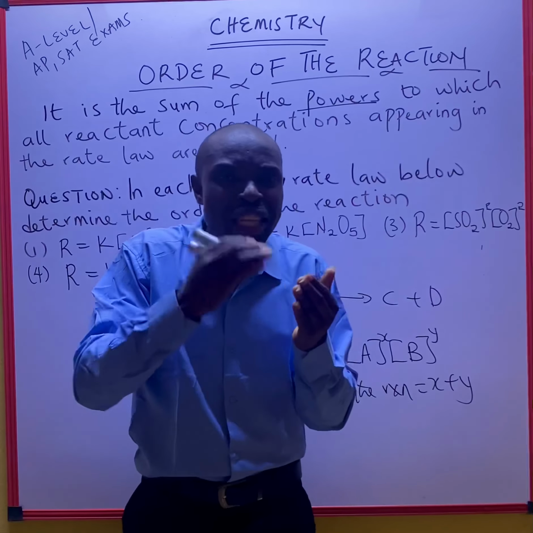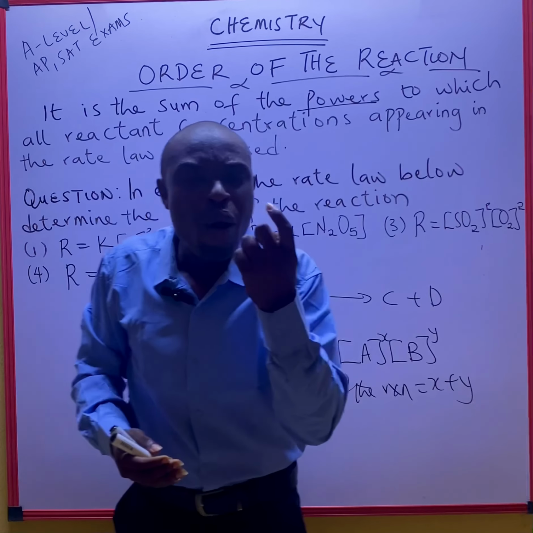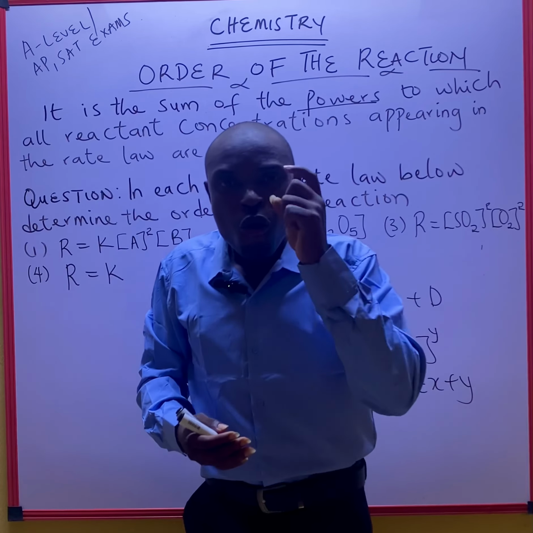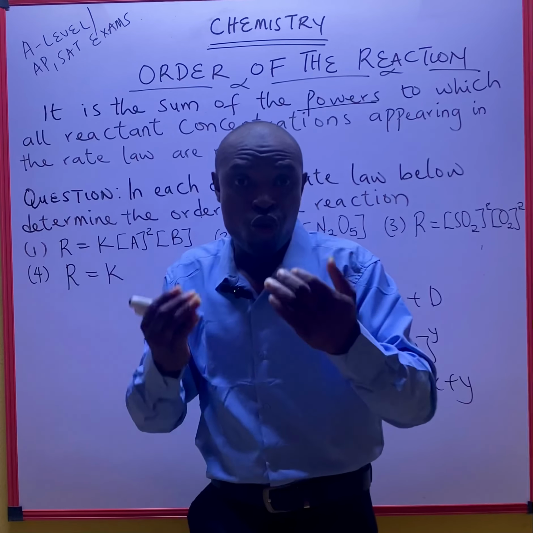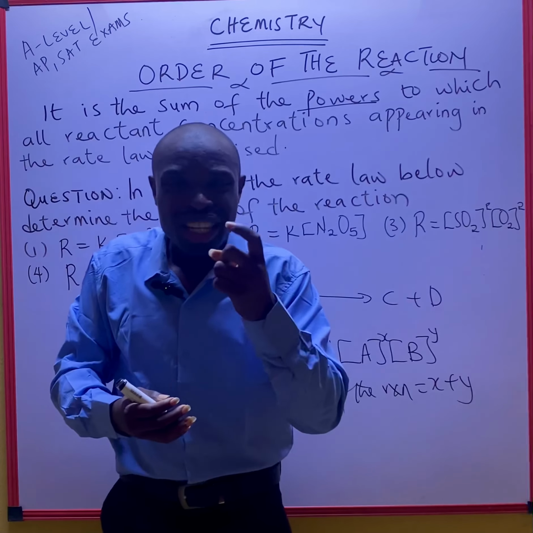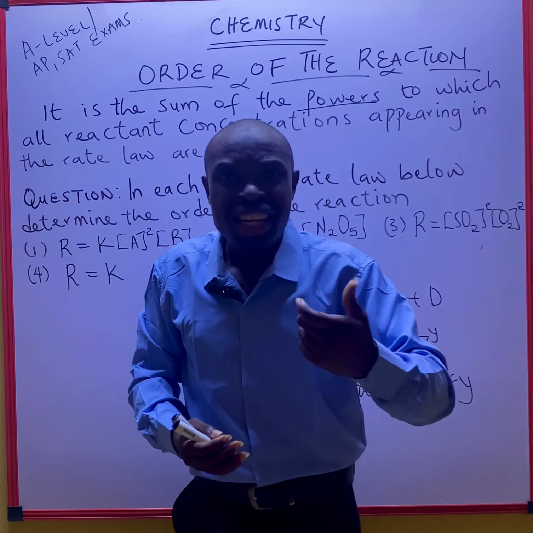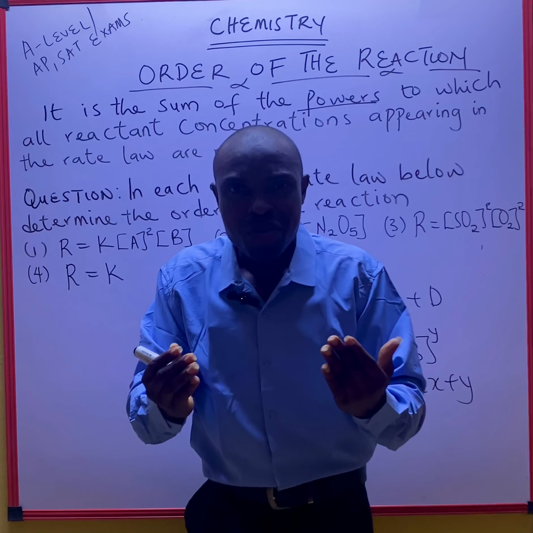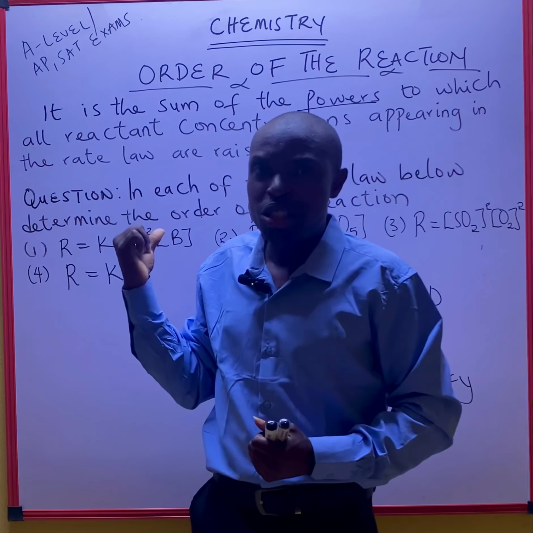Now, we have different types of order of a reaction. When the power we got is 1, it is a first order. When the power we got is 0, it is a zero order. If it is 2, second order. If it is 3, a third order. We can also have fractional order. They all make sense. Now let us answer these questions for A level.